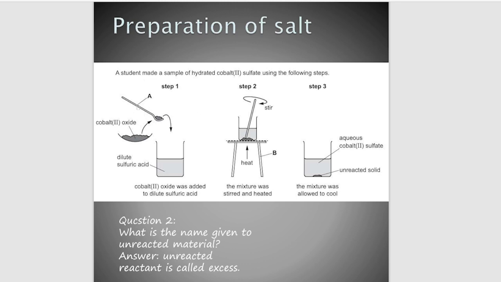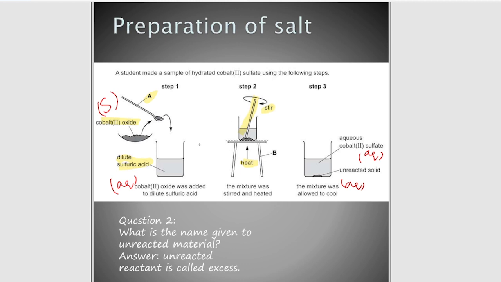So this one is basically the spatula, and this one is the stirrer to make it even. Why are we going to heat this mixture? To increase the rate of reaction and to mix the solution well. First, cobalt 2 oxide, the solid part, is going to be this one, and this one is the aqueous part, and we are going to get our aqueous cobalt 2 sulfate salt.